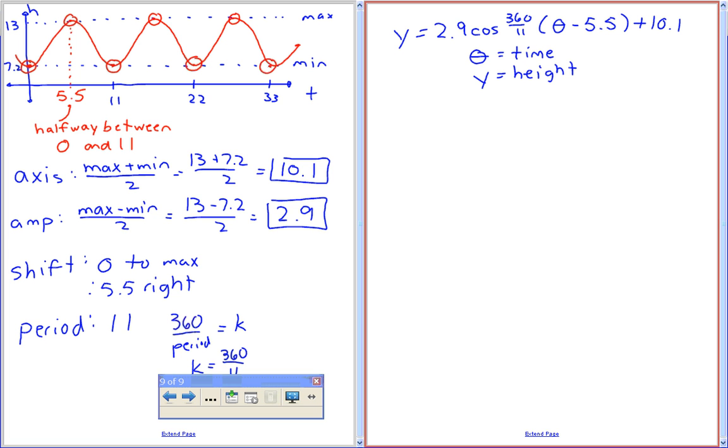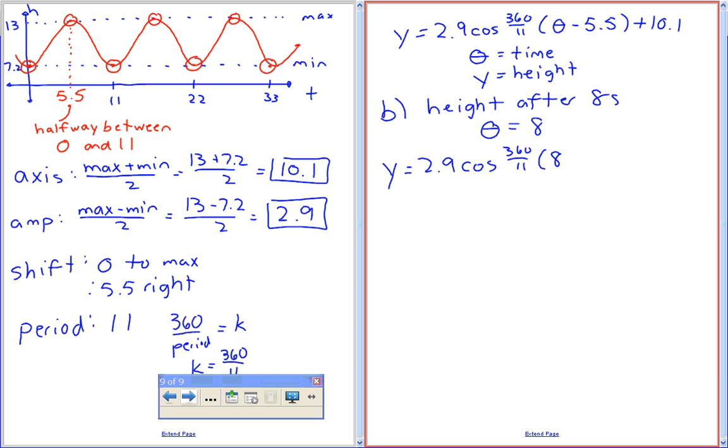Yes. It says in the question that H is height. Then leave it there, and use those variables. Okay, it's good. Part B said, what is his height after 8 seconds? Good. So when you change theta to 8, theta is equal to 8. So you're just solving y equals 2.9 cos of 360 over 11 times 8 minus 5.5, plus 10.1.